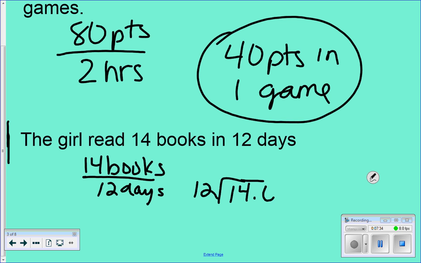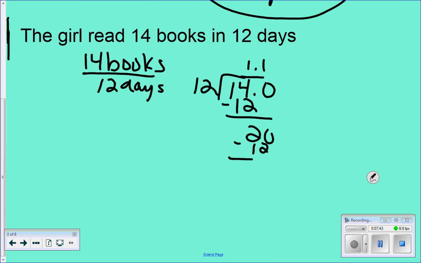Let's see. 1 goes in 1 time. I get 20. 8 goes in 6 times. So I get, what is that? 72. And I get an 8 again, right? What's going to keep happening? Keep repeating. But about how many books can she read in a day? 1.2, 1.1. I would say about 1.2. I'm going to round it up.